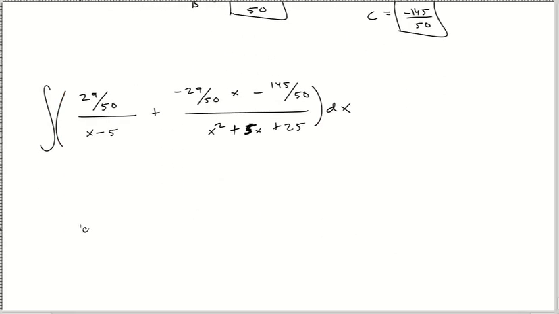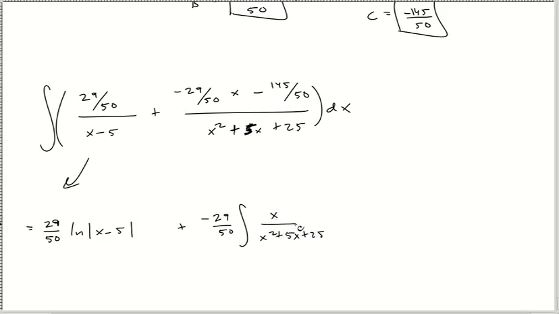So I'm supposed to be integrating this guy. Cool. This guy, we've already seen this. Is that going to be that constant up in the front? ln of x minus 5. Super fast and easy. I'm going to split these up as we've done in the last problem. So what I have here is an integral of x over x squared plus 5x plus 25 dx. And then I have negative 145 over 50 integral of 1 over x squared plus 5x plus 25 dx.